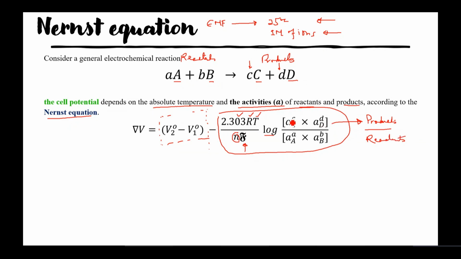And AC, this portion, is the activity of the compound C. AD is the activity of compound D. Similarly, AA is the activity of material A, and AB is the activity of material B. The powers over here, C, D, A, and B, are basically the number of moles for the respective compound or element or metal that is present in the electrochemical reaction. Is the equation clear?